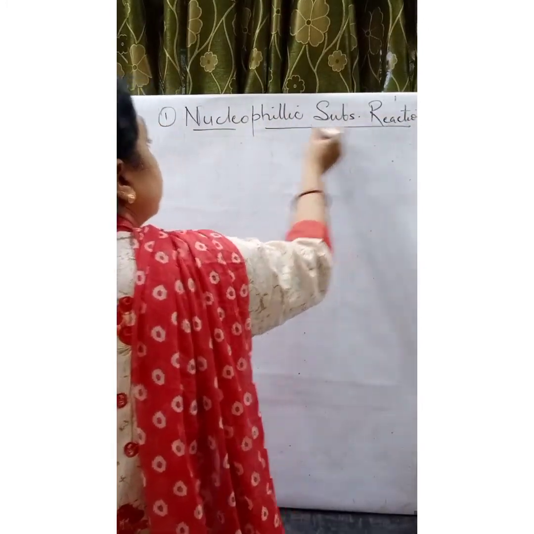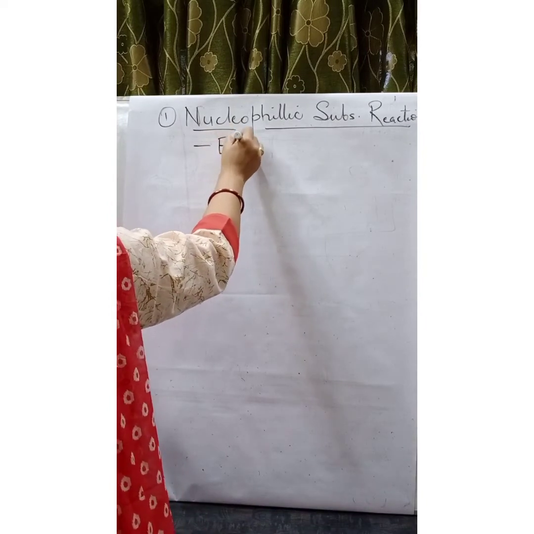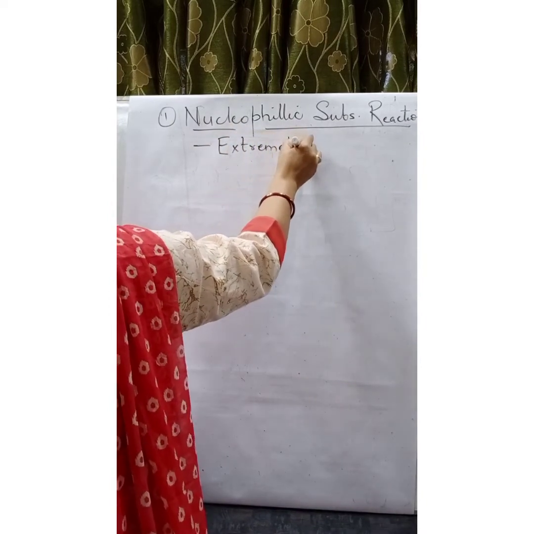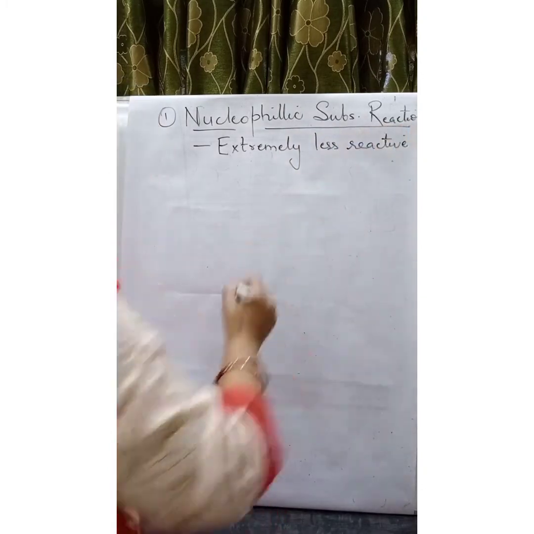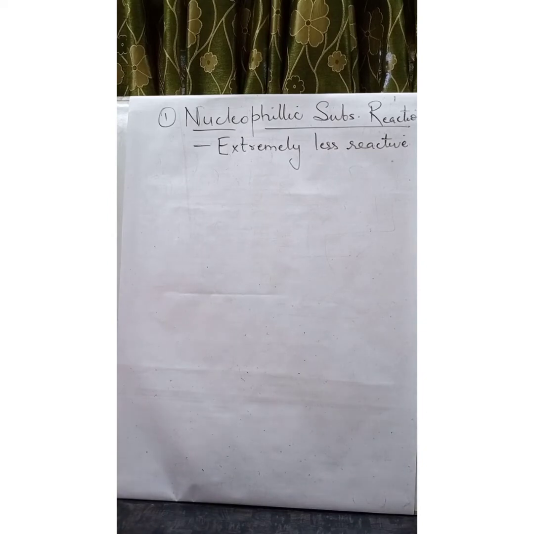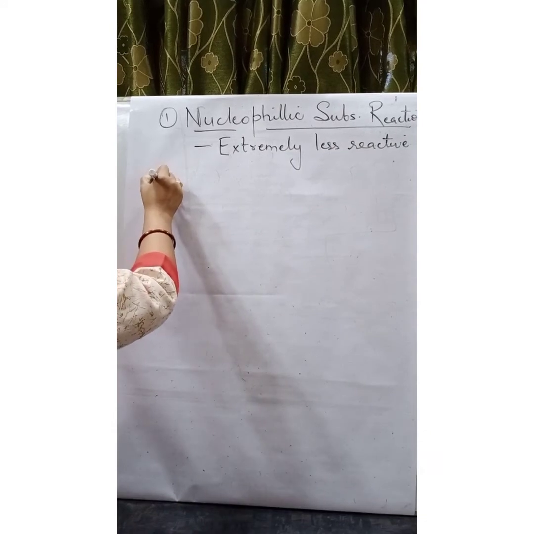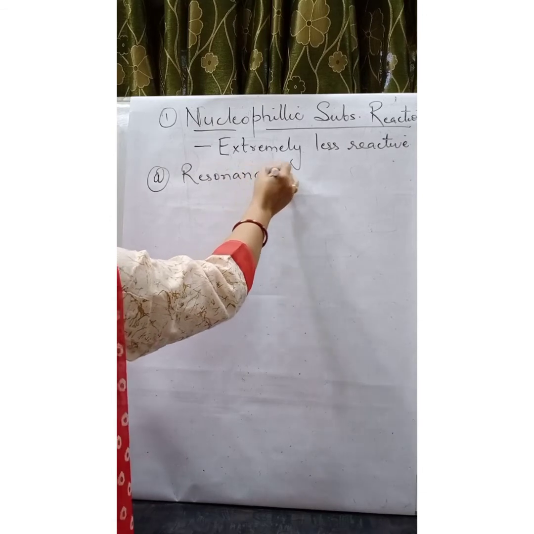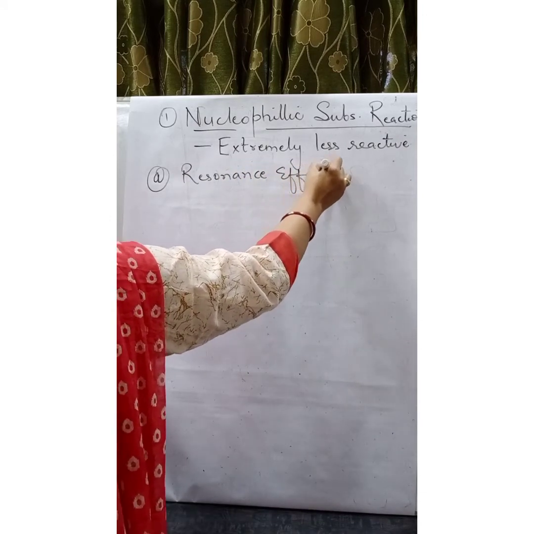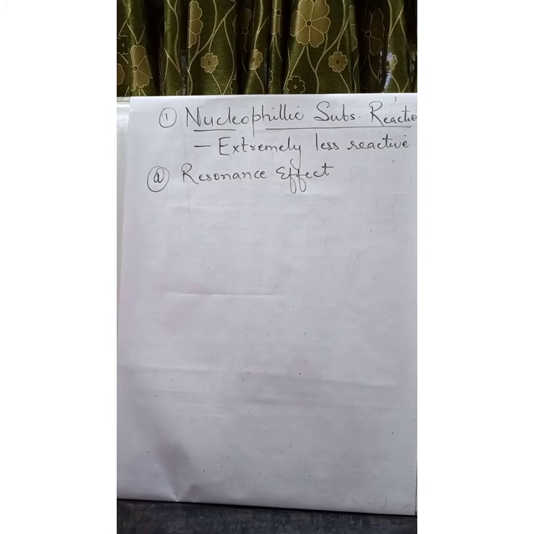Haloarenes are extremely less reactive towards nucleophilic substitution reaction. Why is it less reactive towards nucleophilic substitution reaction? It is because of the following reasons. The very first reason is the resonance effect. Due to resonance effect, the carbon-halogen bond develops a partial double bond character, which is difficult to break.